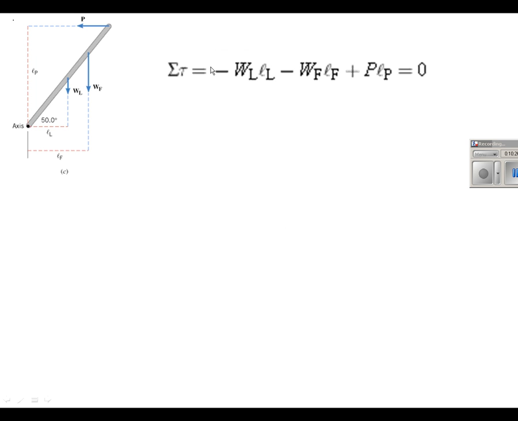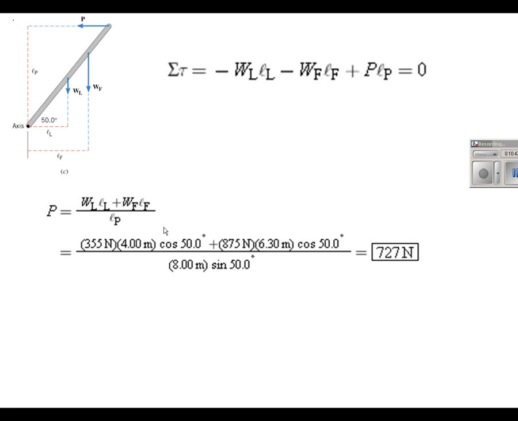We're going to use the torque equation to solve this. So we'll say the sum of the torques adds up to 0. That means WL times its L, and WF times its lever arm distance. Those negative torques have to be equal and opposite to this positive torque, this P times this lever arm distance here.